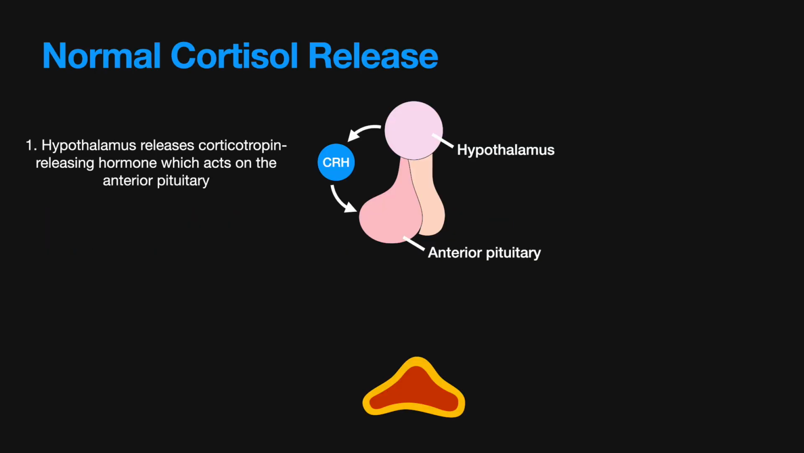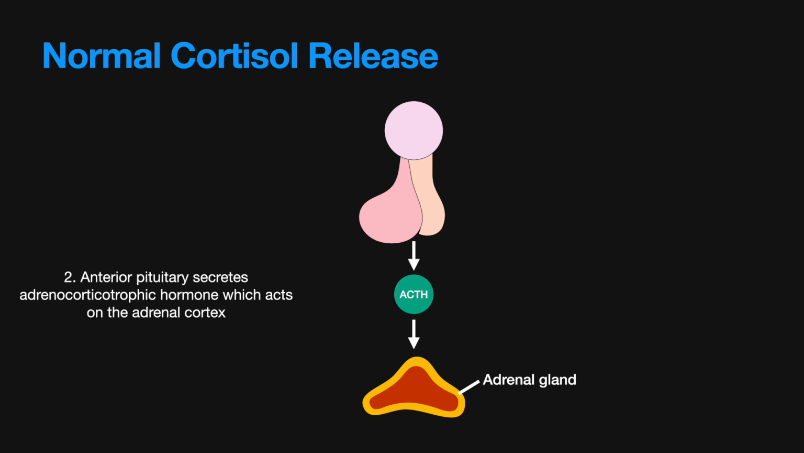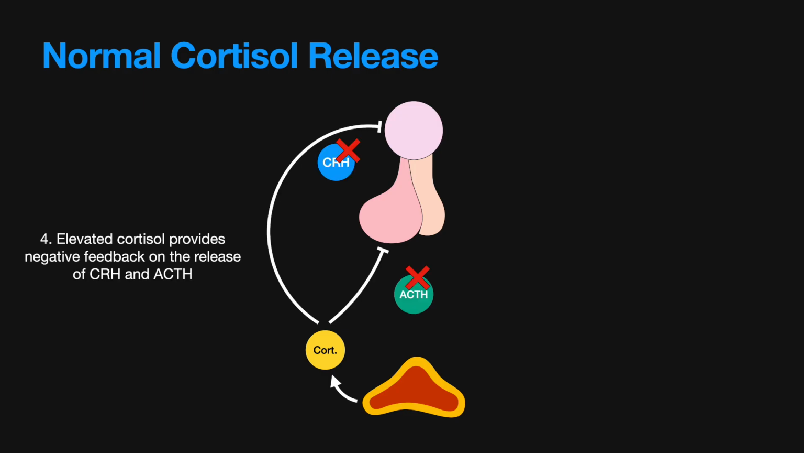First, we will look at normal cortisol release to better understand hyperadrenocorticism. The hypothalamus releases corticotropin-releasing hormone, which acts on the anterior pituitary. The anterior pituitary then secretes adrenocorticotrophic hormone, which acts on the adrenal cortex. In response, the adrenal cortex releases cortisol. Elevated cortisol provides negative feedback on the release of CRH and ACTH, thus modulating cortisol release.